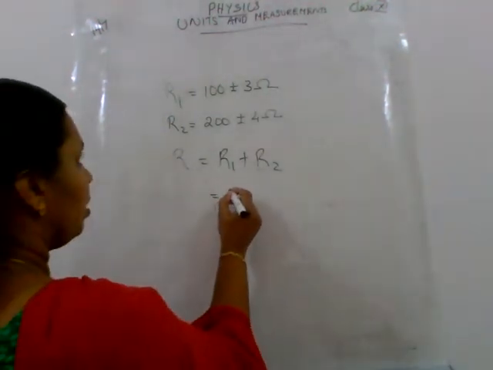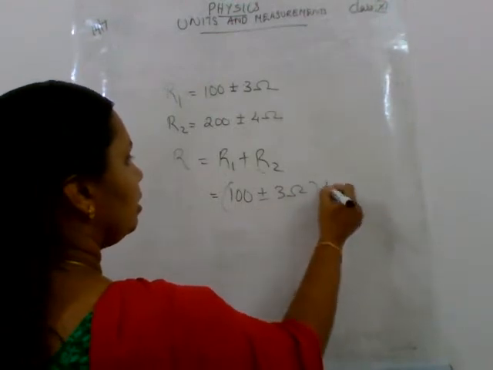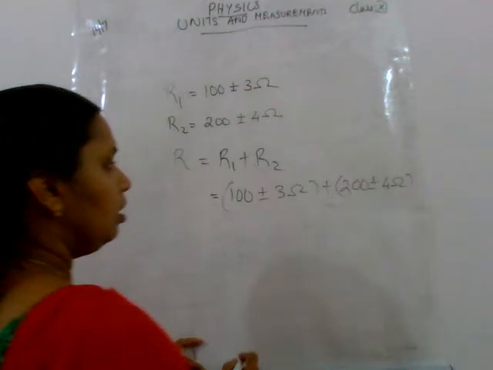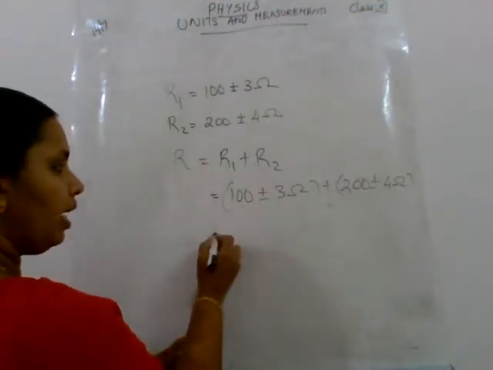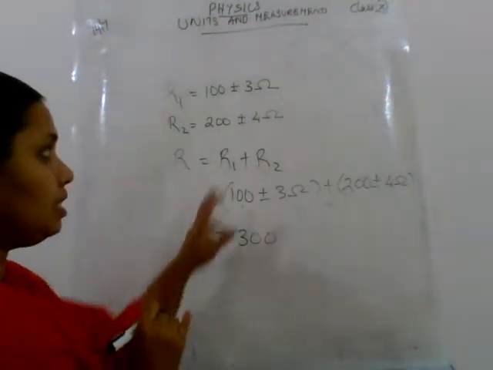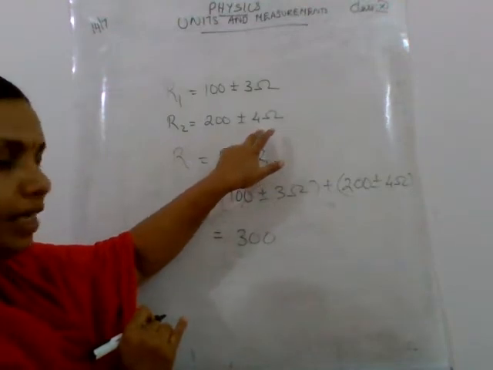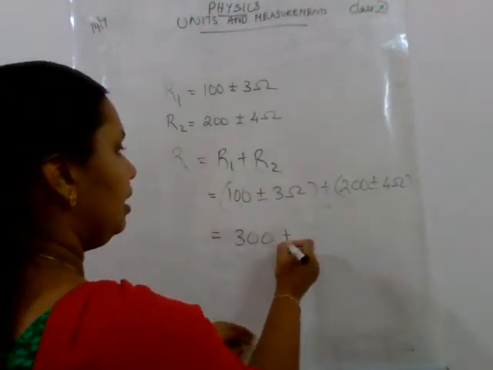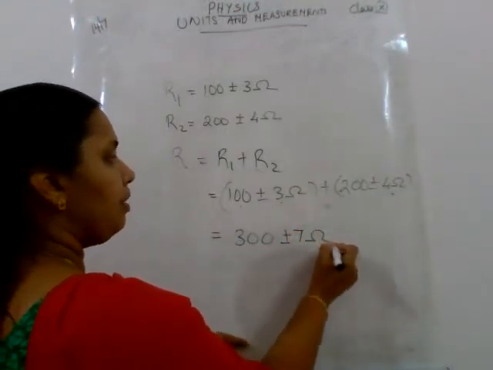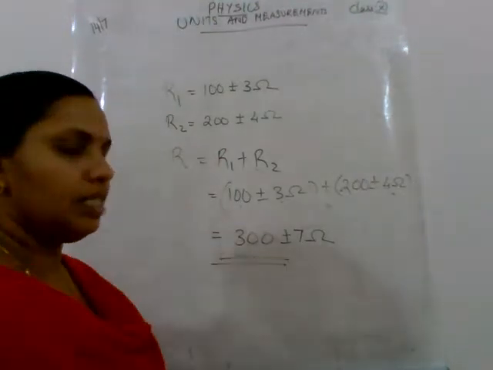So what is it? 100 plus or minus 3 ohm plus 200 plus or minus 4 ohm. So 100 and 200, it is the true value, so it is 300. Then how will be the error? Delta Z is equal to delta A plus delta B while adding. Delta A is 3, delta B is 4, so it is 7 ohm. So the answer is 300 plus or minus 7 ohm.